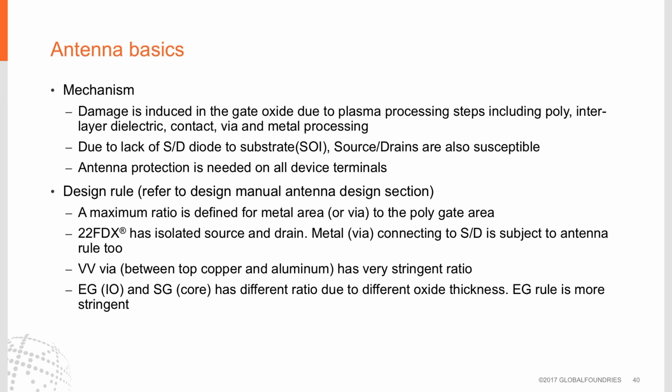These are covered in the design rules. A maximum ratio is defined for the metal area or the via area to the poly gate area. Now 22FDX has an isolated source and drain. The metal connected to the source drain is subject to the antenna rules as well. The VV via, which is between the top copper and aluminum, has a very stringent ratio. This is something that needs to be paid attention to.